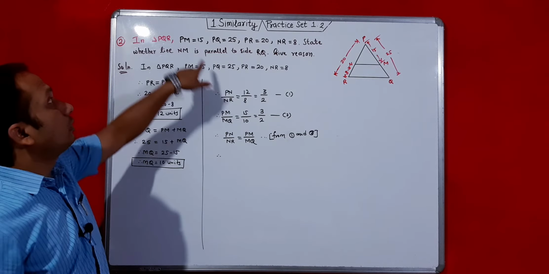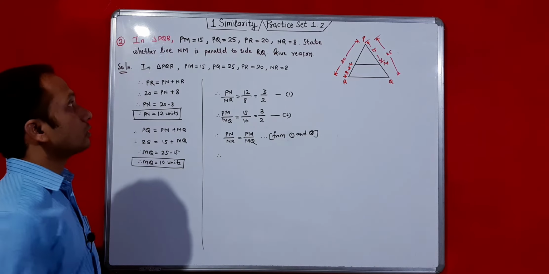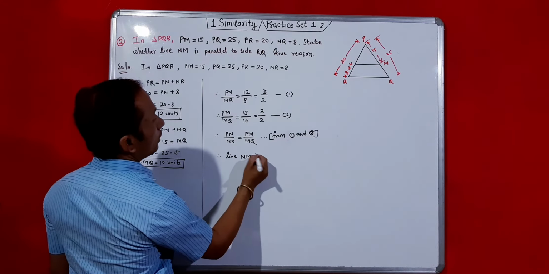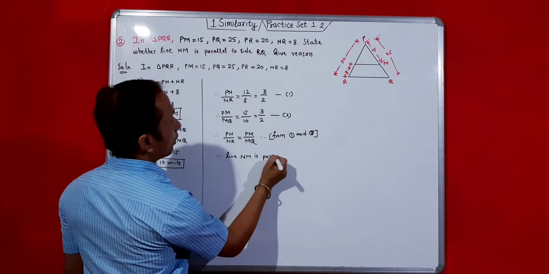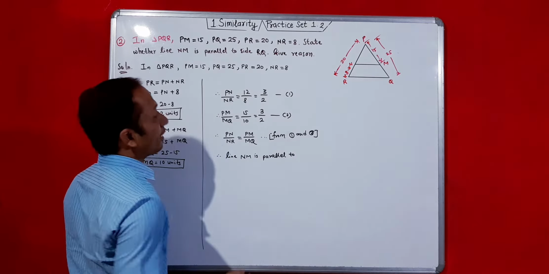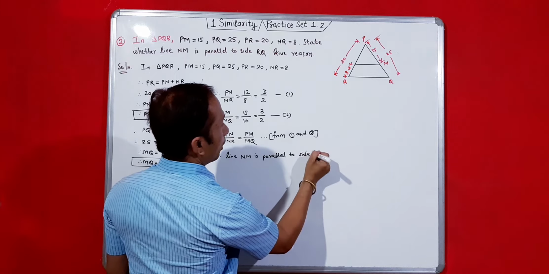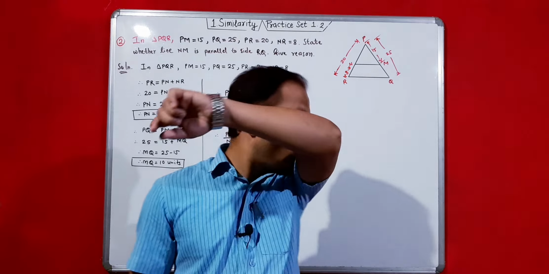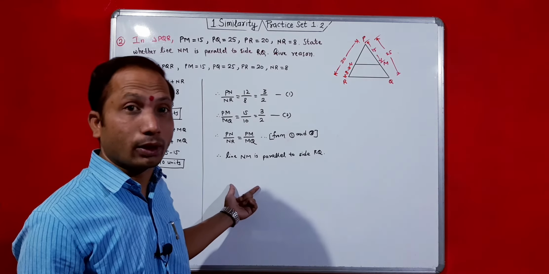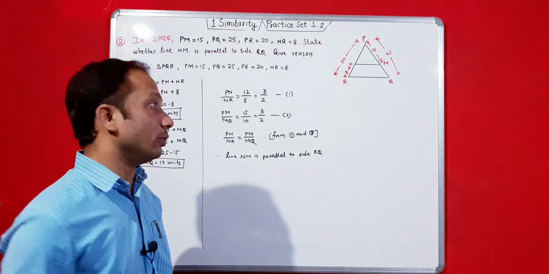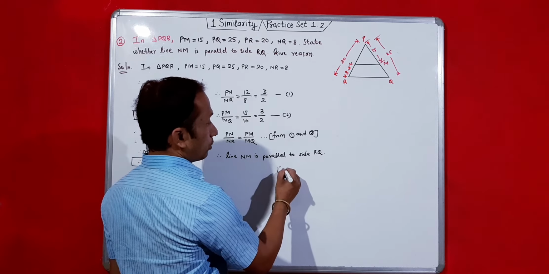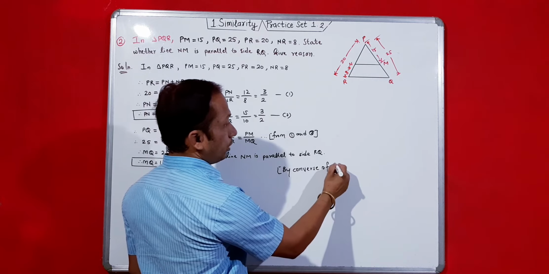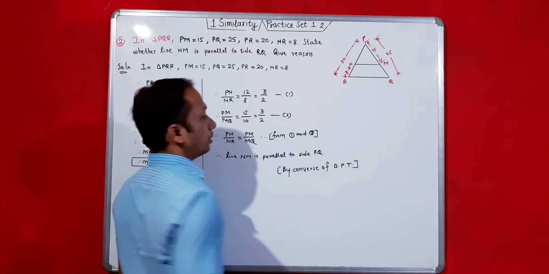Therefore what we have to find: line NM is parallel to side RQ. The reason is by the converse of BPT, the basic proportionality theorem. This is the reason.